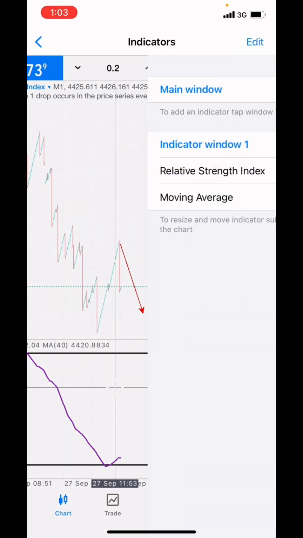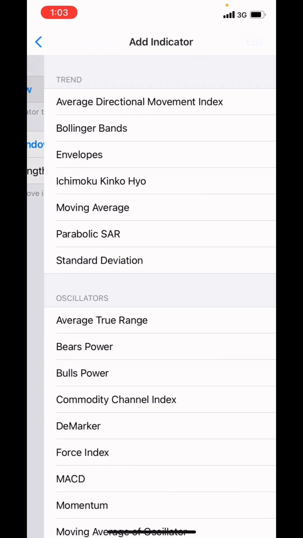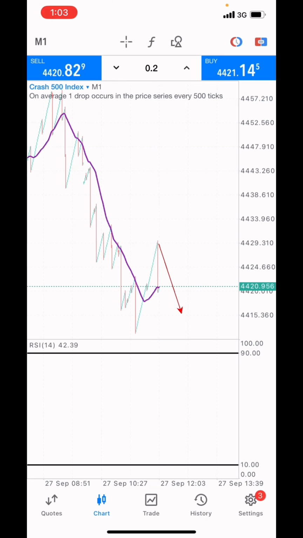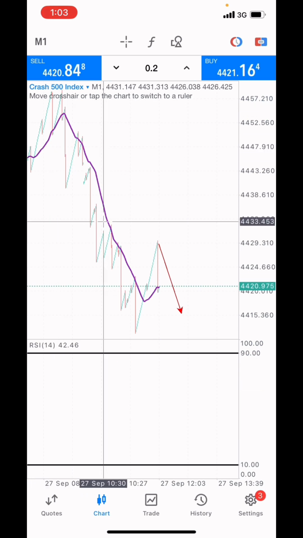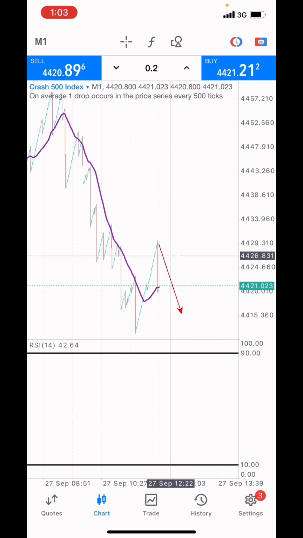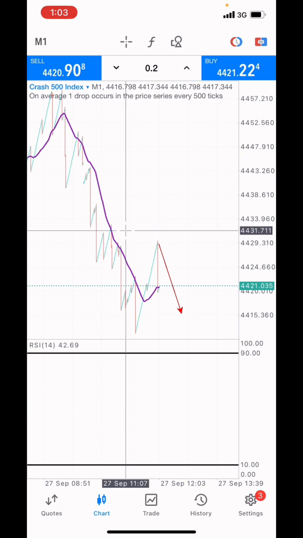All right, sorry, we have to put this on the main window, not indicator window 1, the main window. So in this main window, now you can see this market here is showing us that this line is going upwards, an upward trend line on the 1 minute time frame.